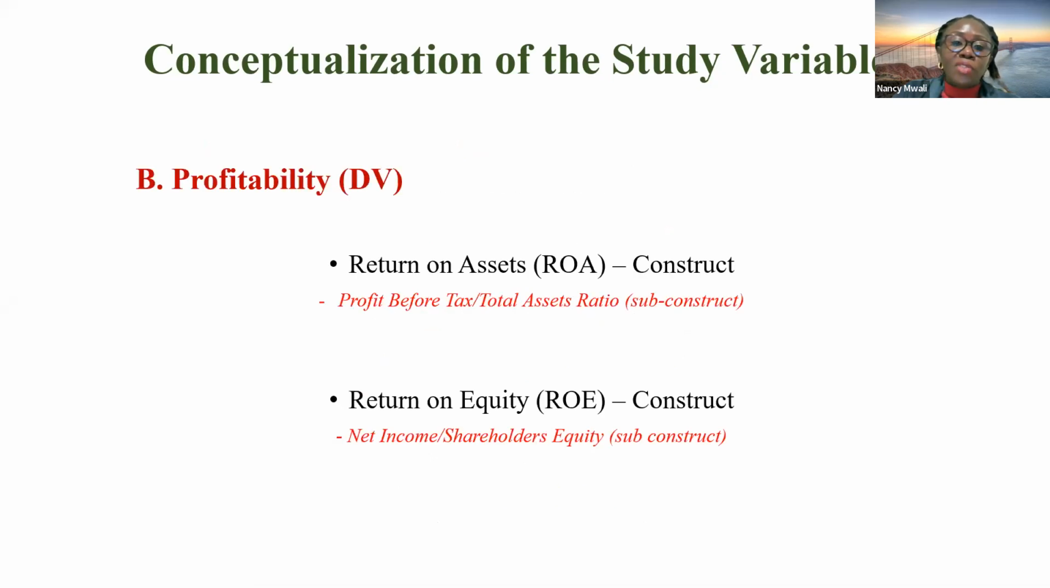Similarly, you will also have the dependent variable. In our example, it will be the profitability, where we also have the measurements of how we will measure profit. Are we going to use the return on assets or return on equity? And then in that case, similarly, you also have to use the subconstruct, which would be what will be used to measure the construct, the return on assets or return on equity.